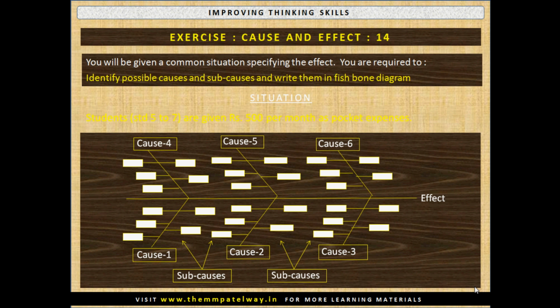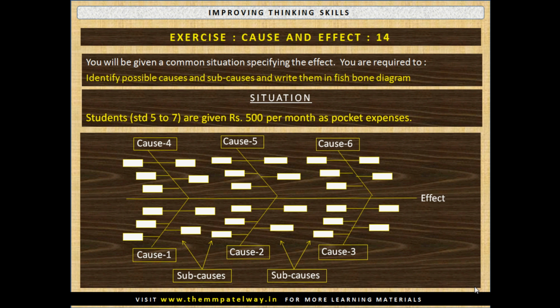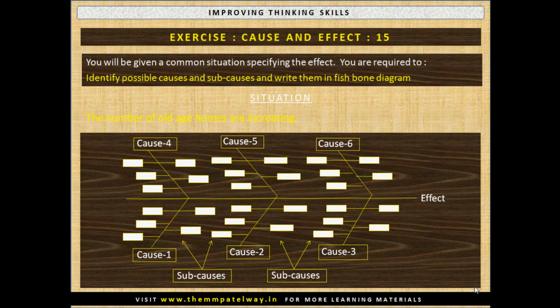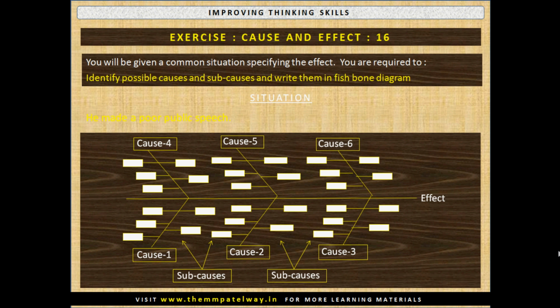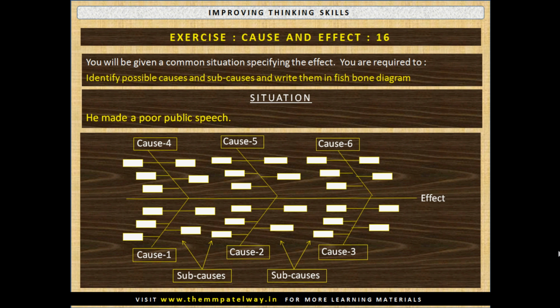Exercise 14. The situation is student of standard 5 to 7 are given Rs 500 per month as pocket expenses. Exercise 15. The situation is the number of old age homes are increasing. Exercise 16. The situation is he made a poor public speech.